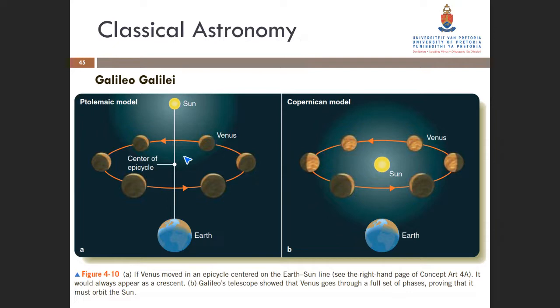So as we can see here in A, if it didn't orbit the sun, we would only see a crescent phase. But as it orbits, we can see the phases of Venus.